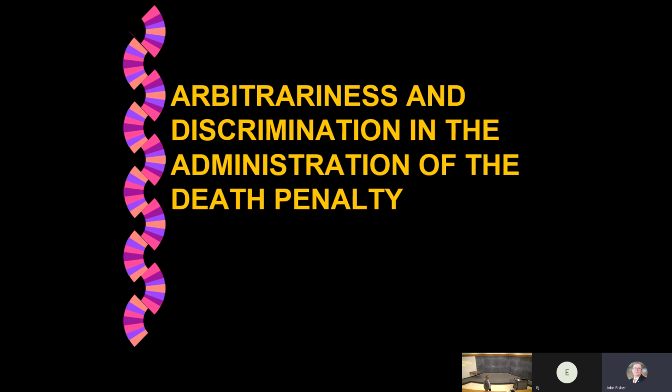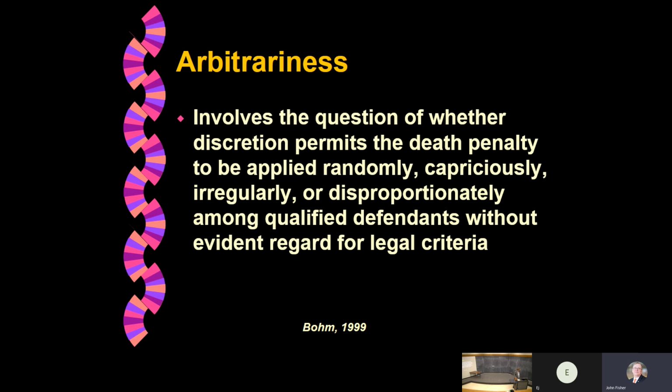So what does arbitrariness mean? Without consistency. It involves the question of whether discretion permits the death penalty to be applied randomly, capriciously, irregularly, or disproportionately among qualified defendants without any regard to legal criteria. Or like Jacob said, it's random. There is no rhyme nor reason to why one person gets the death penalty and another person doesn't.